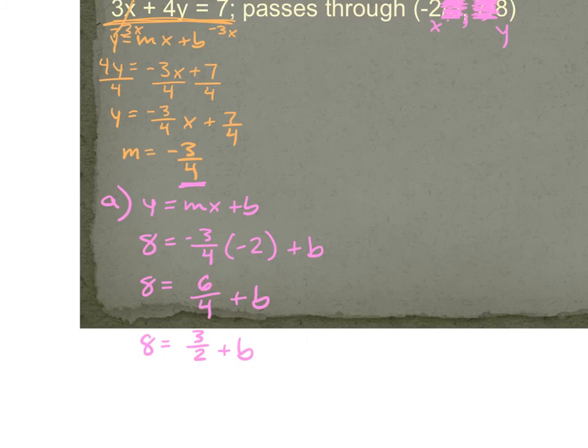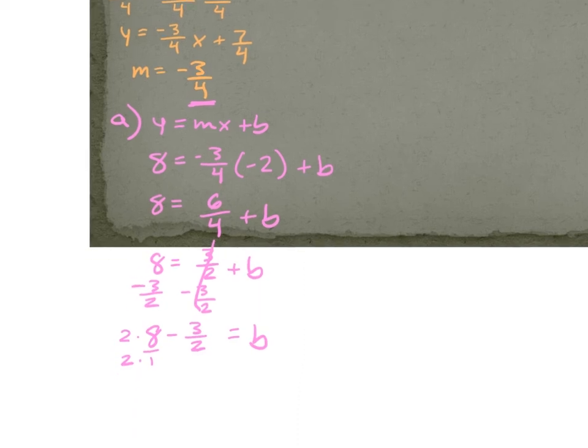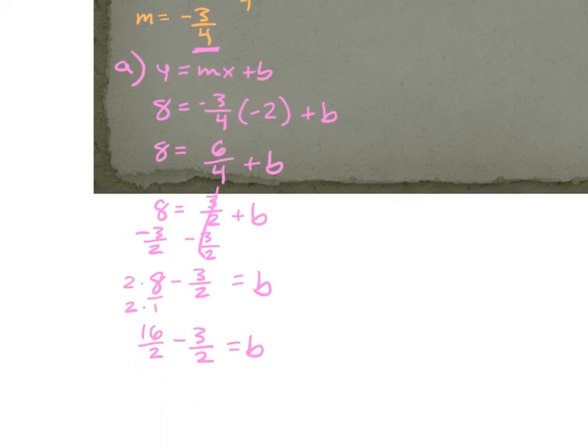And now to get b all by itself, we're just going to subtract 3/2 on both sides. So it'll cancel out on the right side. And we have 8 minus 3/2 is equal to b. In order to subtract our fraction, we need our denominators to be the same. So we're going to multiply the top and the bottom here by 2. So we get 16/2 minus 3/2. We subtract our numerators, so 16 minus 3 would be 13/2.